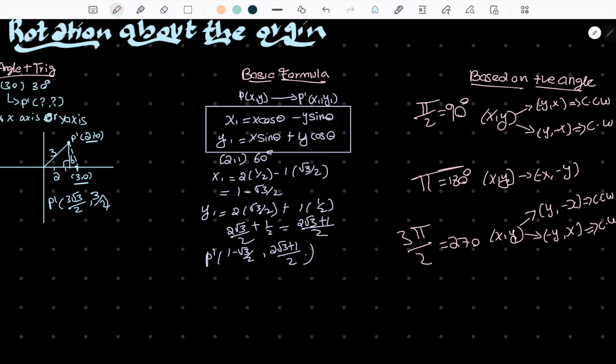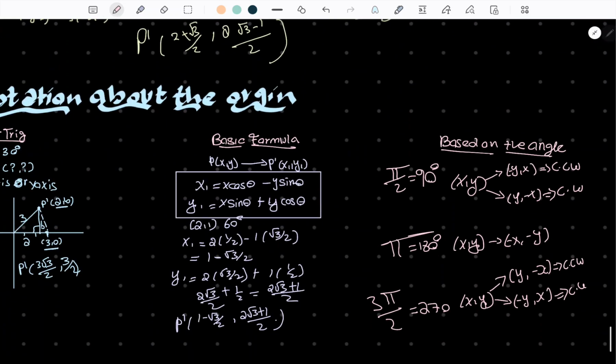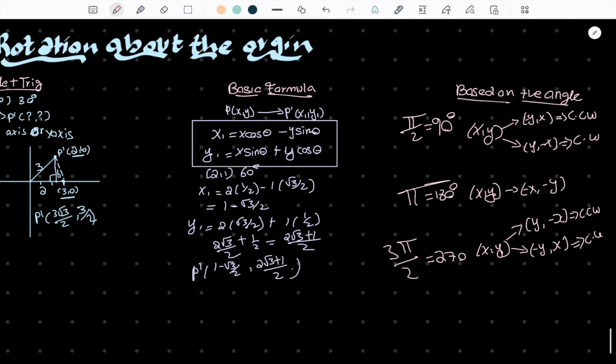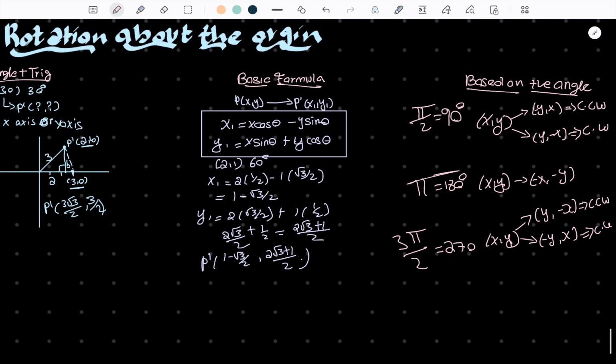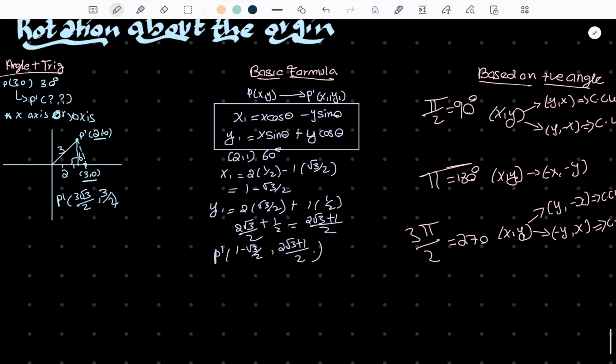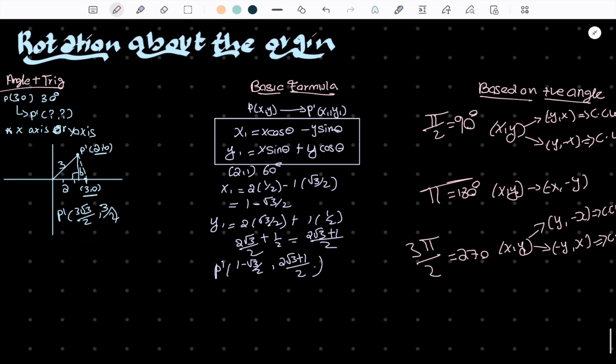So yeah, these are the three ways that we can find the image of a point when it's rotated about the origin. So yeah guys, this is the end of the video. I don't think I need to do questions that much. It's just pretty simple. You just need to apply it. It's just theory pretty much.